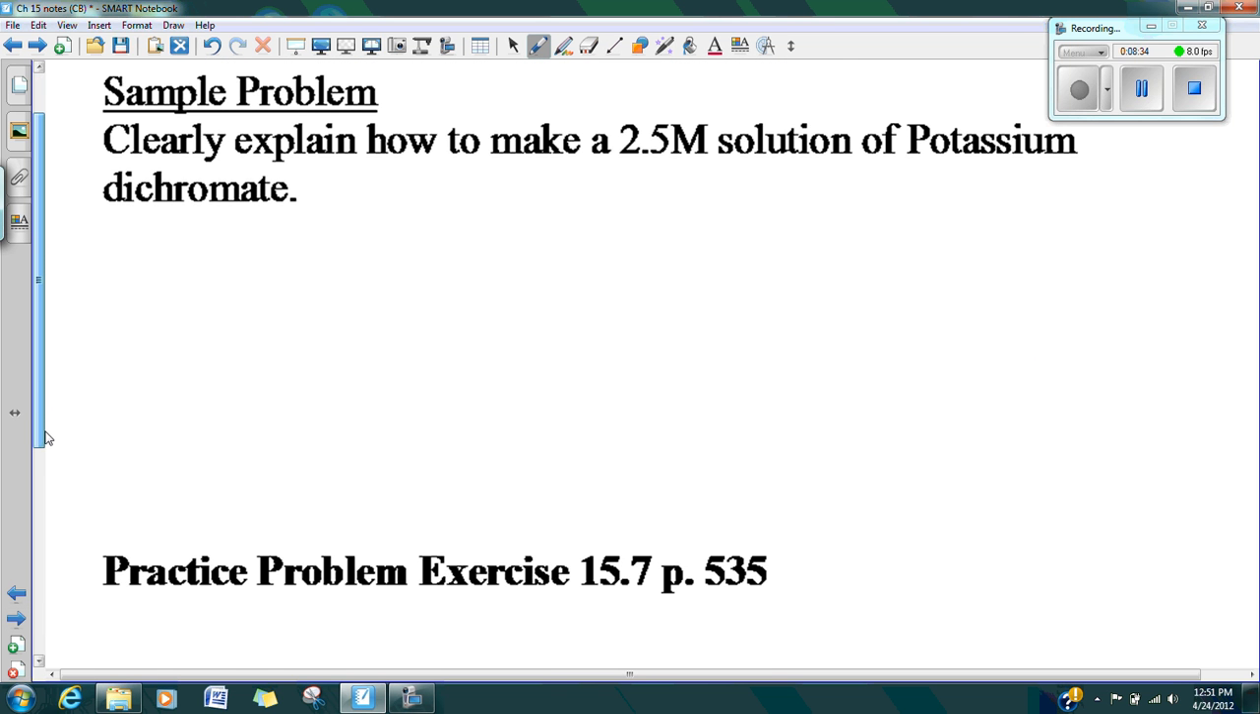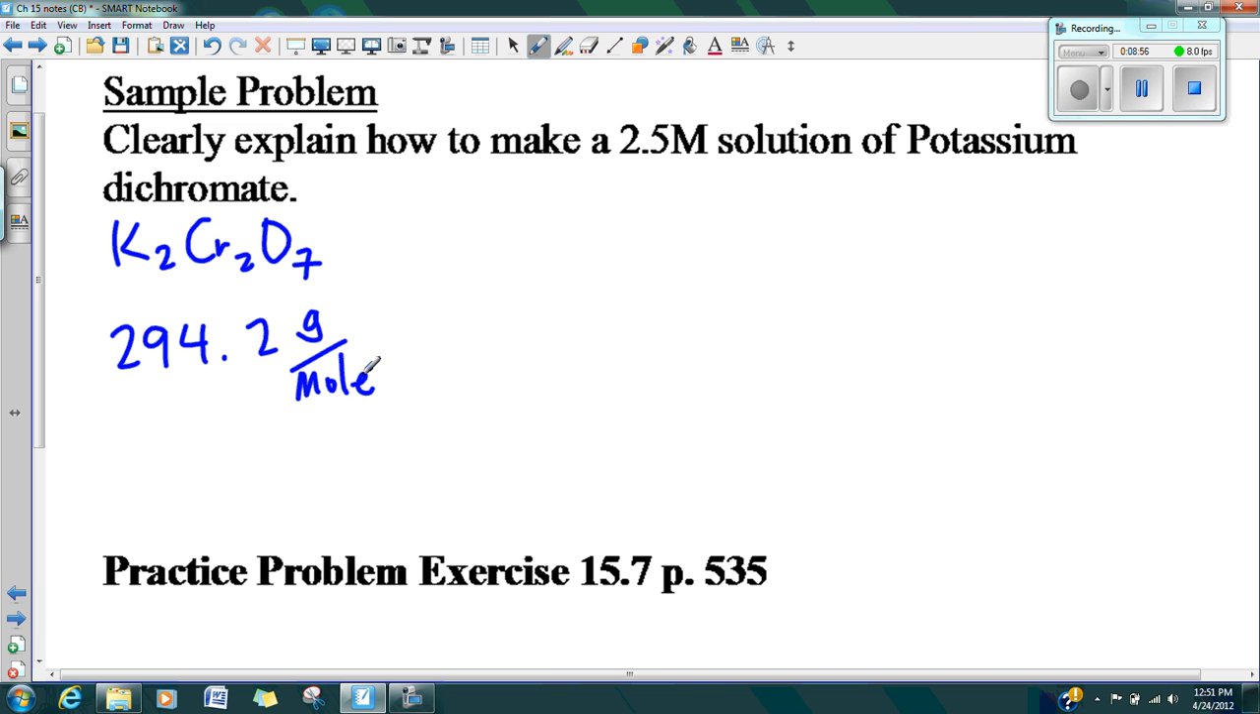So we need to clearly explain how to make a 2.5 molar solution of potassium dichromate. All right, potassium dichromate is K2Cr2O7, and when I do my molar mass of this, I can recognize 2 potassium, 2 chromium, 7 oxygen is 294.2 grams per mole.